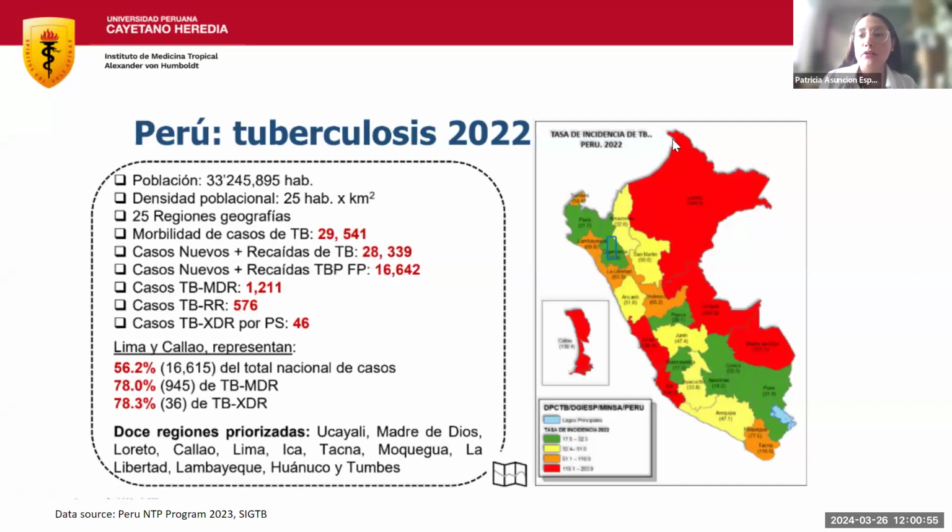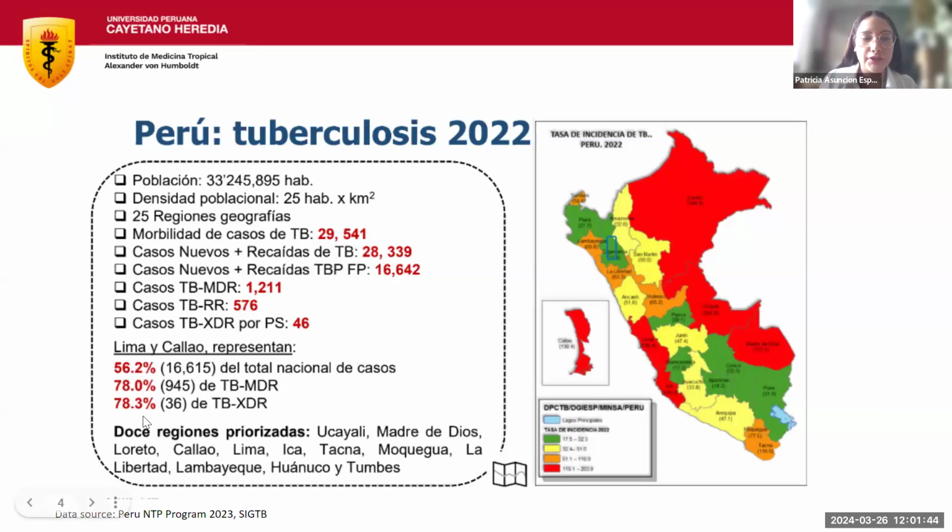And also you can see the jungle regions highlighted in red, which are other regions in my country that show up the majority of cases of TB. As well, you can see the number of new cases and relapses of TB, around 28,000 people, and MDR-TB, which is almost 1,000 people, as well as monoresistance for rifampicin, around 500 people, as well as XDR-TB, which is around 40 people in the country.